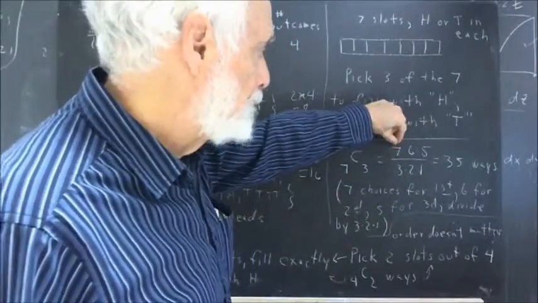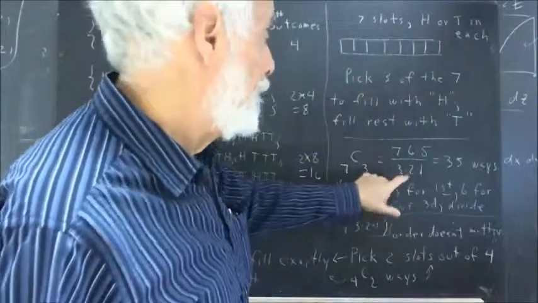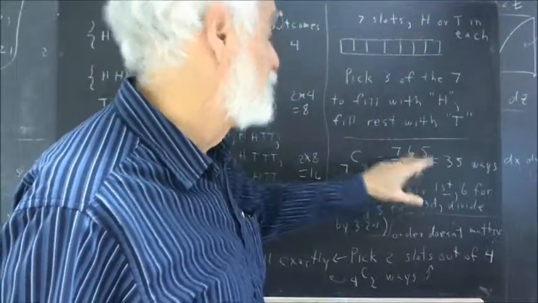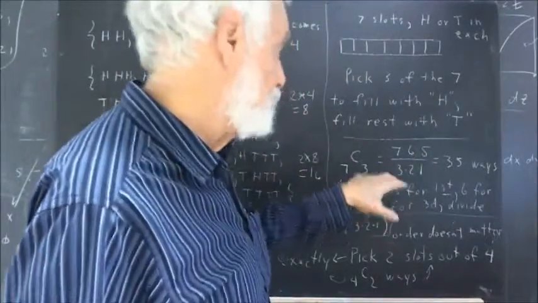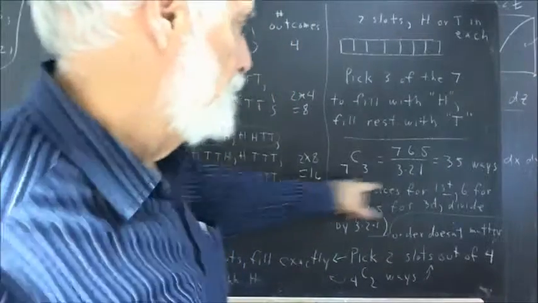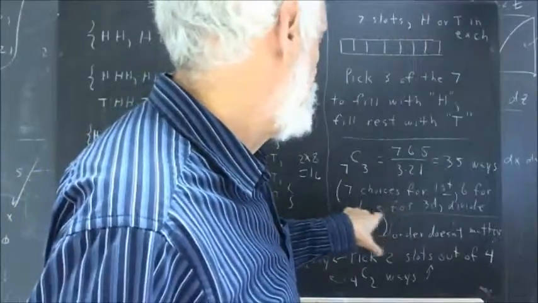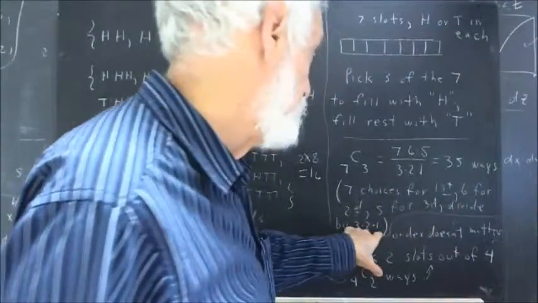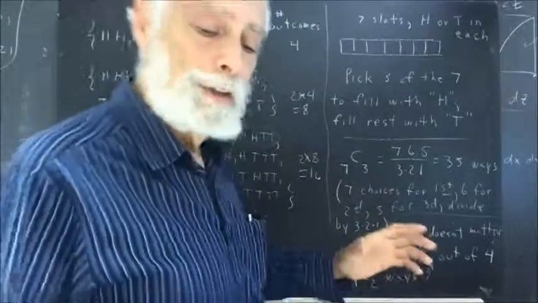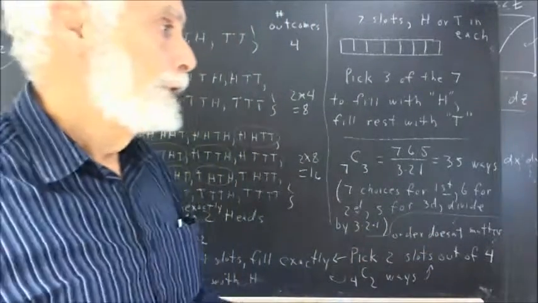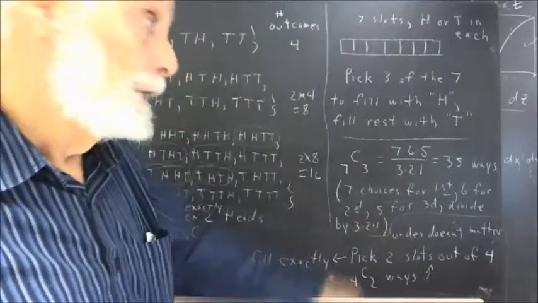So we divide the 7 times 6 times 5 ordered ways in which the 3 slots could be filled by the 3 times 2 times 1 ways in which the 3 slots that we choose could have been filled. So, of course, we've said, okay, 7 choices for the first, 6 for the second, 5 for the third, and then we divide by 3 times 2 times 1. That's our 7C3. And that's the answer to how many ways there are to fill 3 of the 7 slots with heads. And that comes out again 35.